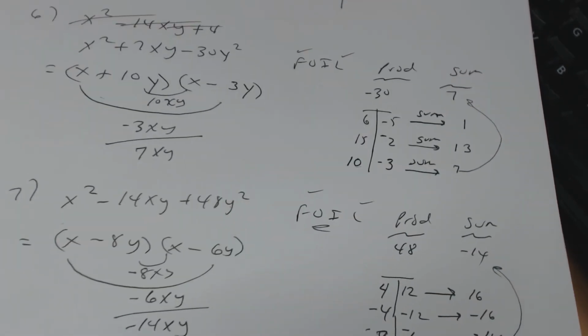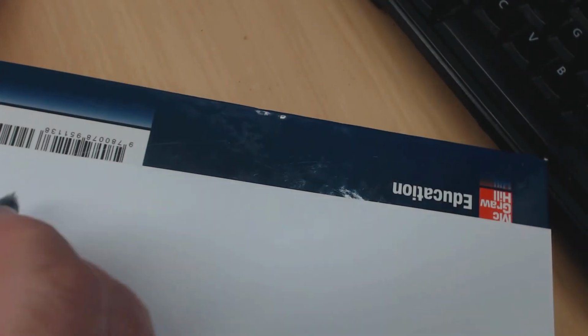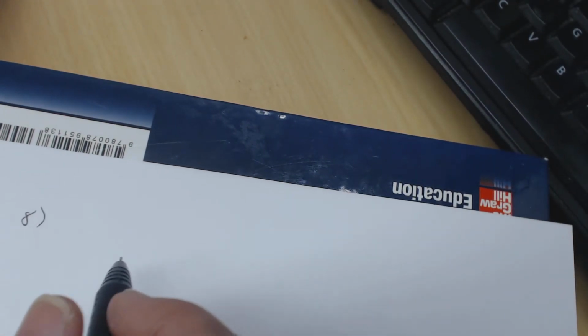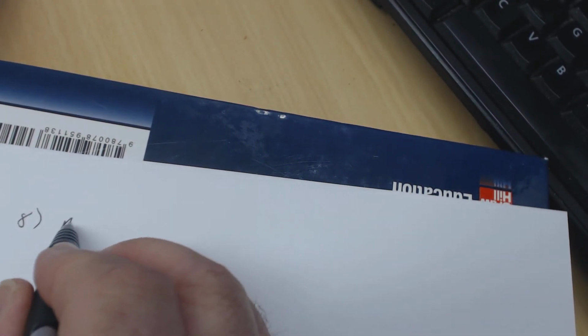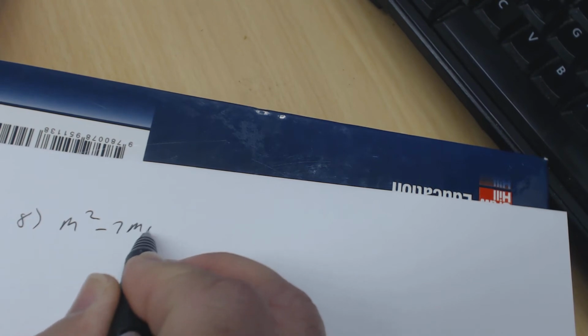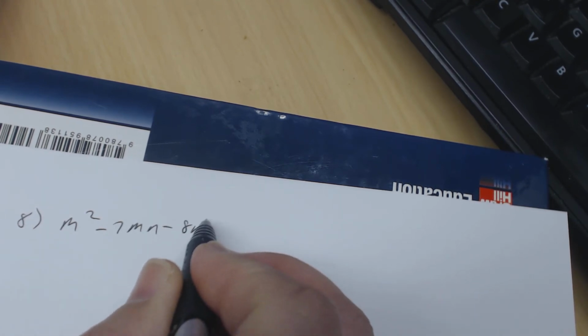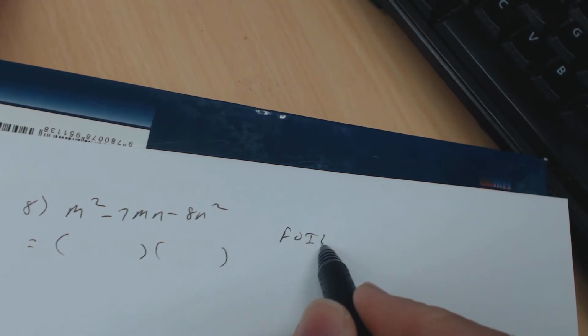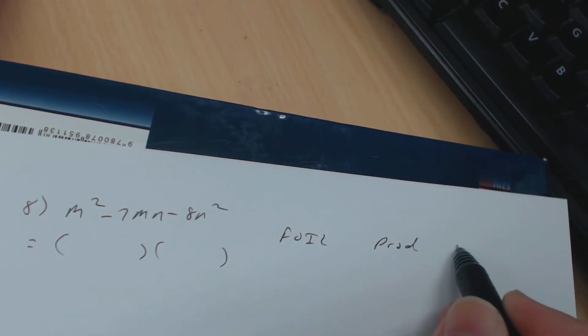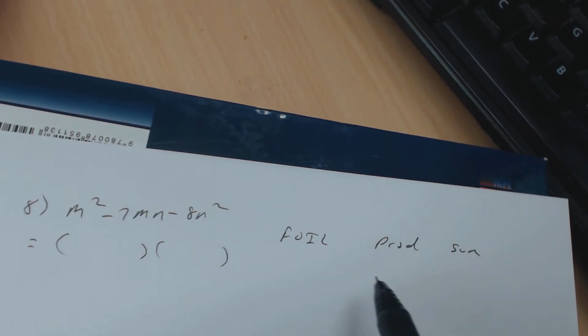Okay, number 8, you have m squared minus 7mn minus 8n squared. So m squared minus 7mn minus 8n squared. All right, so the GCF is 1, so I'm going to go directly to two binomials. I'm going to use the idea of FOIL, product, and sum to help me.